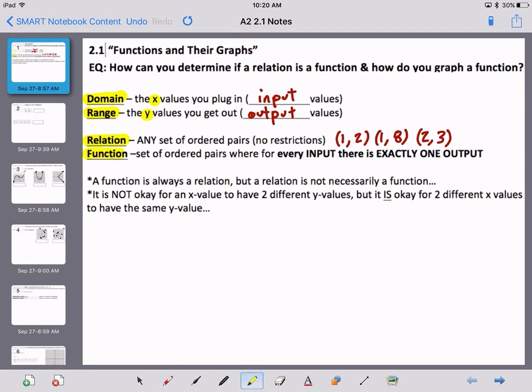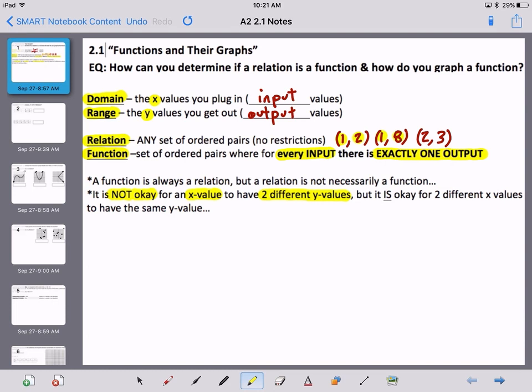A function, on the other hand, is a set of ordered pairs that has this restriction: every input has exactly one output. What I want you to really be aware of is this second bullet point down below. It is not okay for an x value to have two different y values. If we look at this set of ordered pairs I made above for the relation, look at this x value. We're saying if we plug in 1, we get out 2, but now we're saying if we plug in 1, we get out 8. That's not okay.